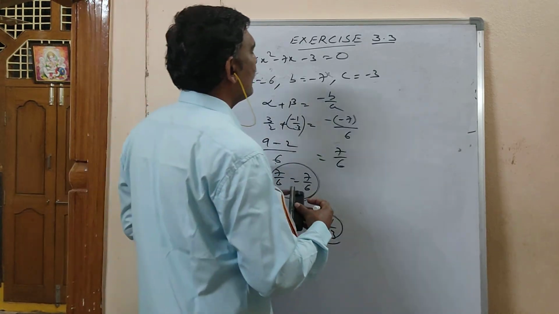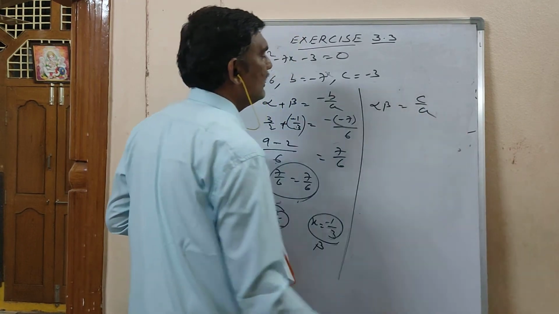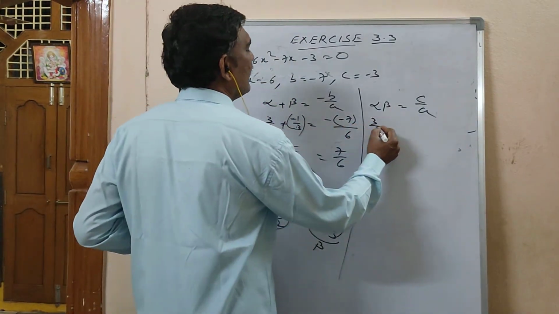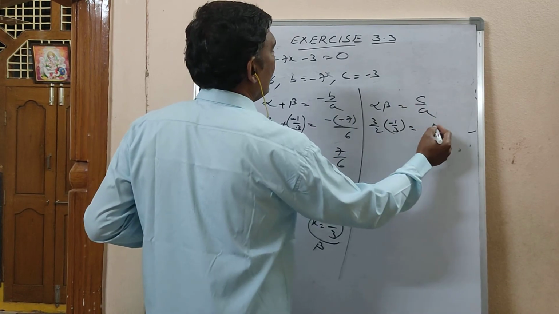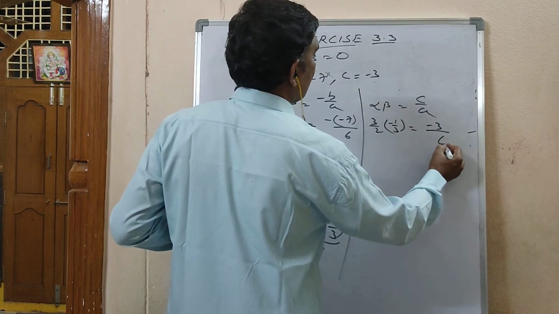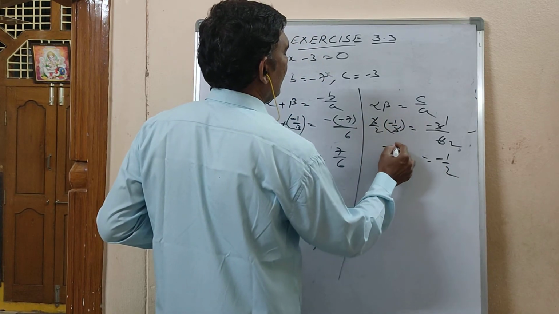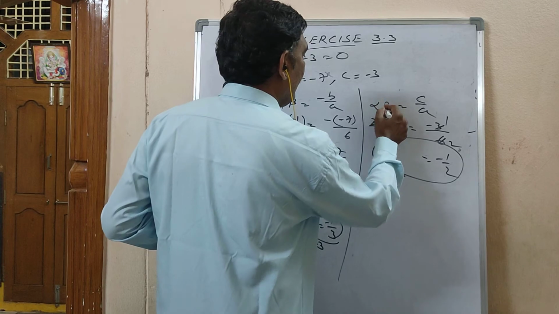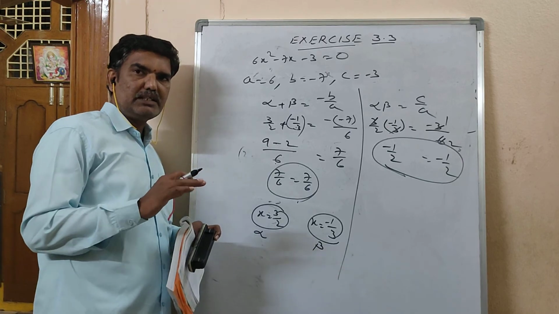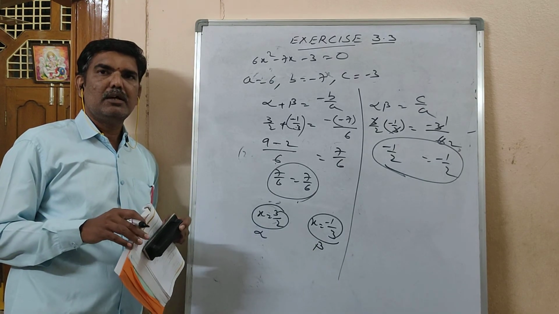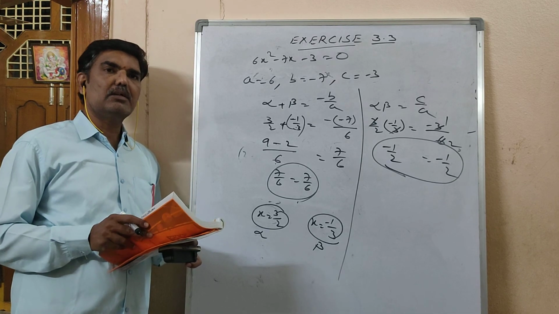Next, alpha into beta, the product of the zeros. Alpha into beta is equal to, the formula is what? C by A. What is alpha? 3 by 2. What is beta? Minus 1 by 3. What is C? Minus 3. What is A? 6. 3 ones are 3, 2 sixes are 12. You are getting minus 1 by 2. 3 cancelled. Here also minus 1 by 2. So alpha into beta by using zeros and by using coefficients, you got the product of the zeros as the same. So the sum of the zeros and the product of the zeros, you found it. Okay. So next we'll see in the next class.